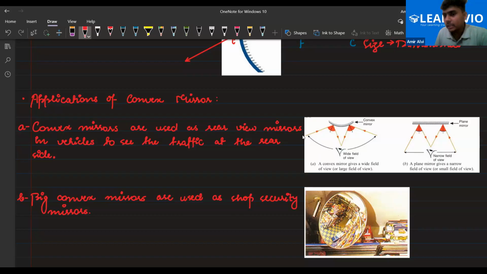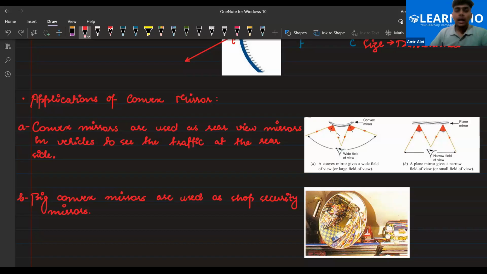As you can see, the field is more. But if you use a plane mirror, it gives a smaller field of view. So why do we need this? Because we need to see more area behind us. Clear, Naveed? Any doubt?